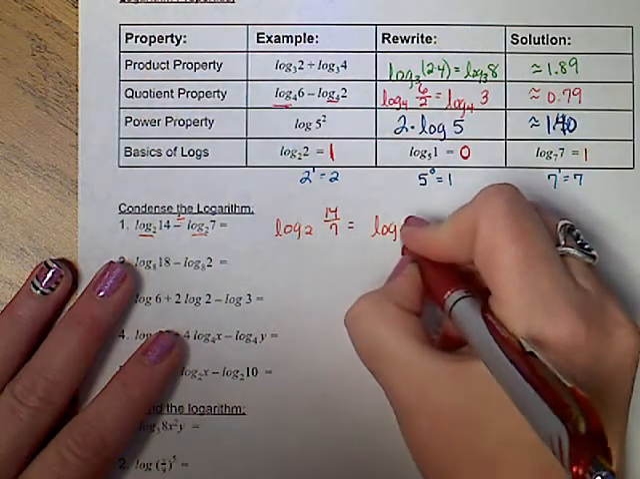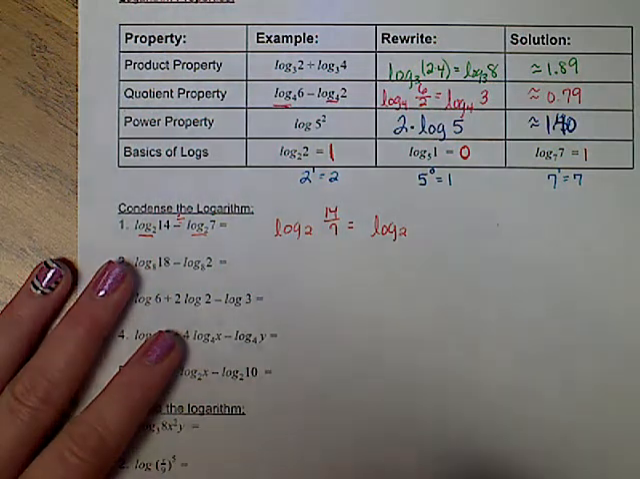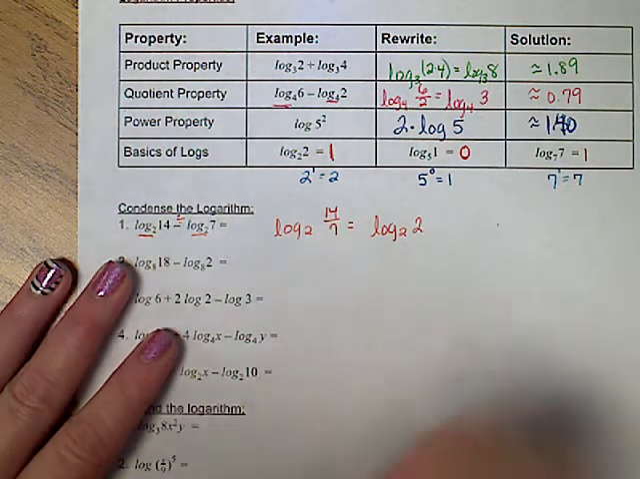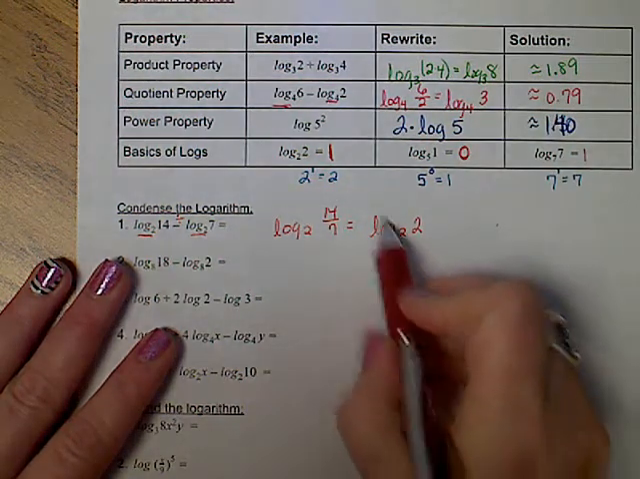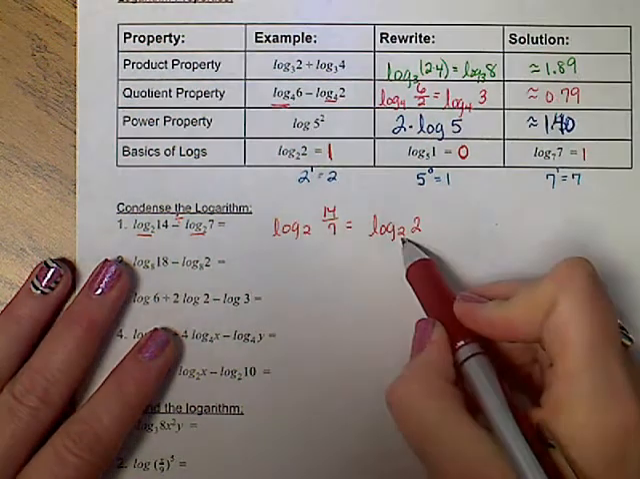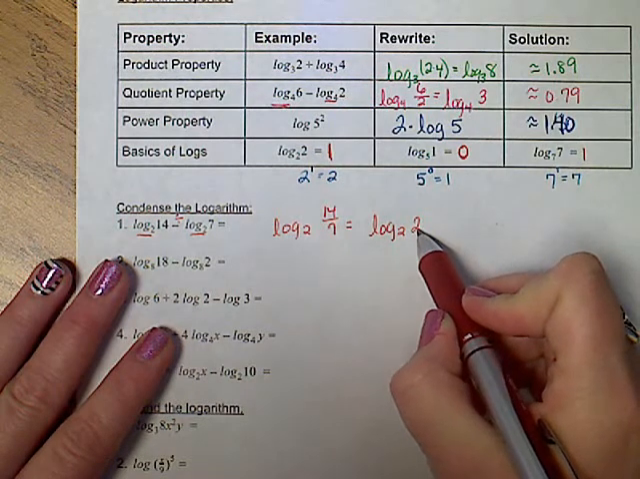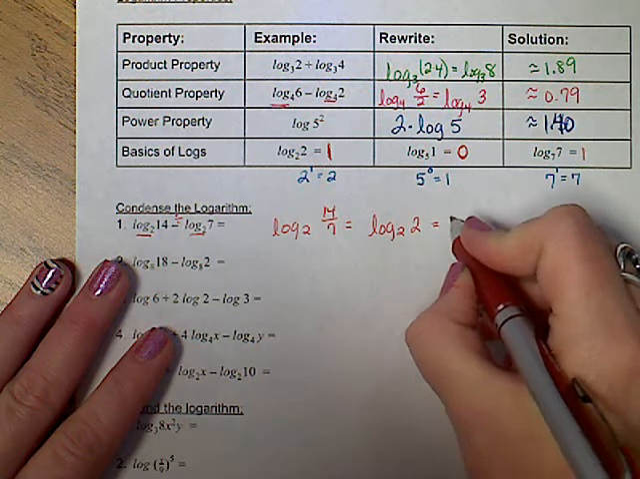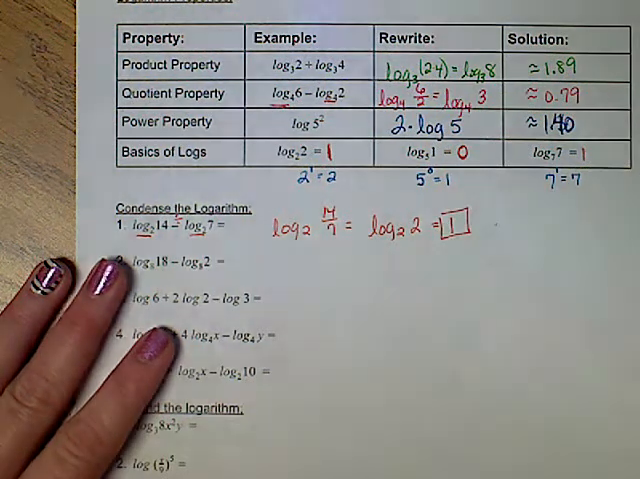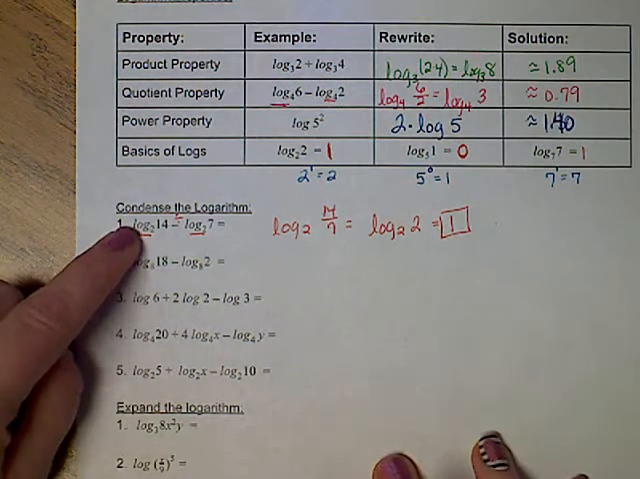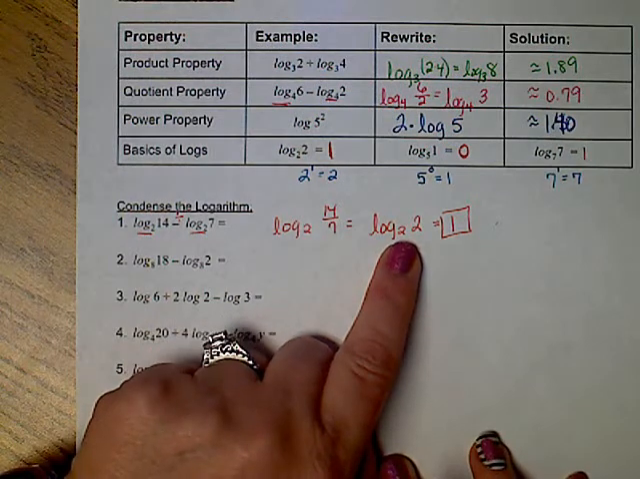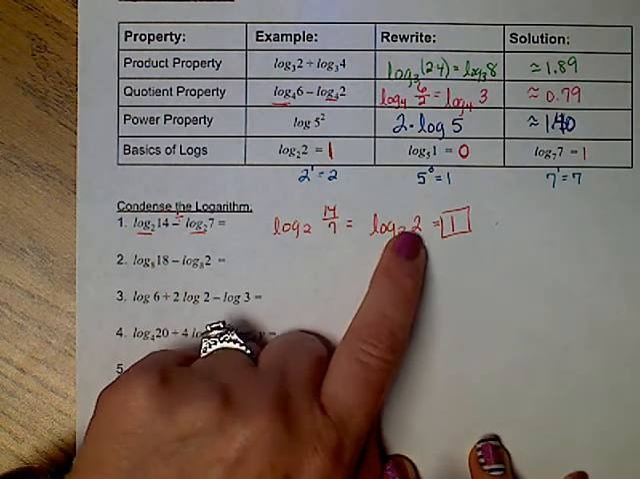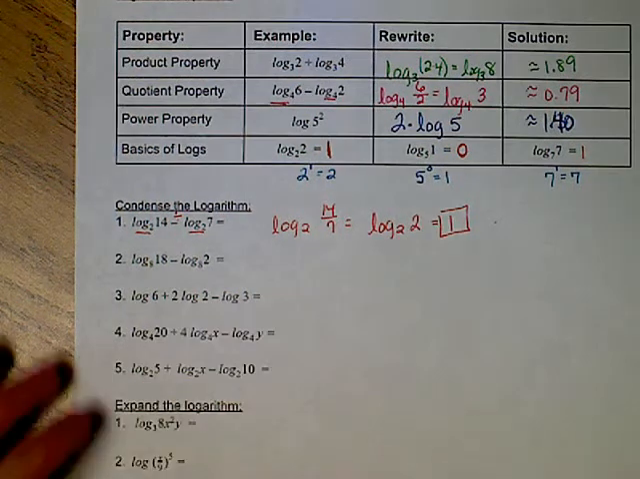Now, again, fractions are always required to be simplified. 14 divided by 7 is 2. Guess what? That's the exact problem I had right here. When the base and the argument match, we're actually equal to 1. So really I'm going to get an answer of 1 from this problem. This is the correct condensing. This is the correct final answer because base and argument are the same, so I'm going to get 1.